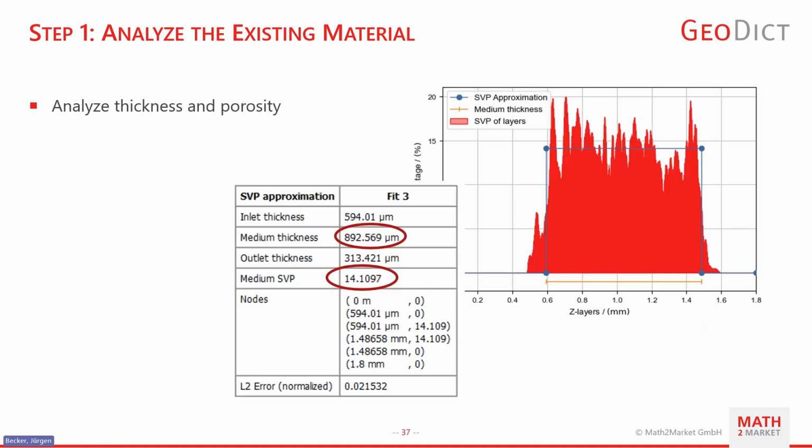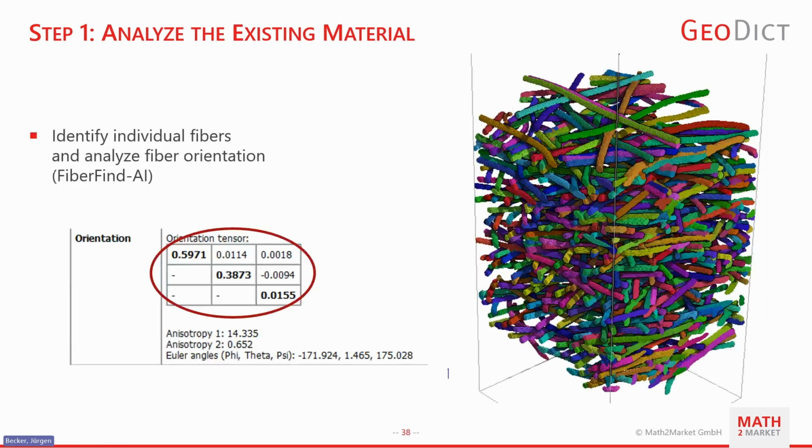You can use MatDict to analyze thickness and inner porosity. So you can see here the density distribution in the through-plane direction and some estimated thickness. That would be 890 micrometers here from here to there. And what's the solid volume percentage inside of this media. And last but not least, you can identify individual fibers and analyze the fiber orientation with FiberFind AI. And this will result in an orientation tensor that tells you how fibers' directions are oriented.